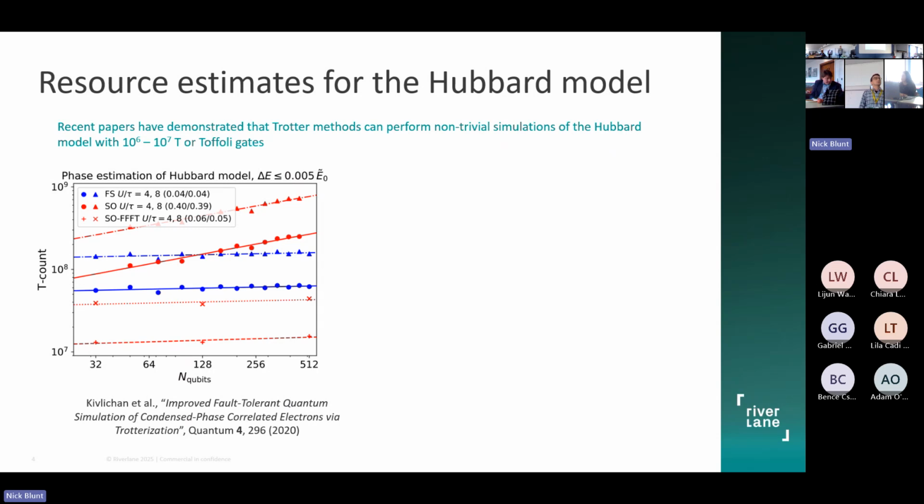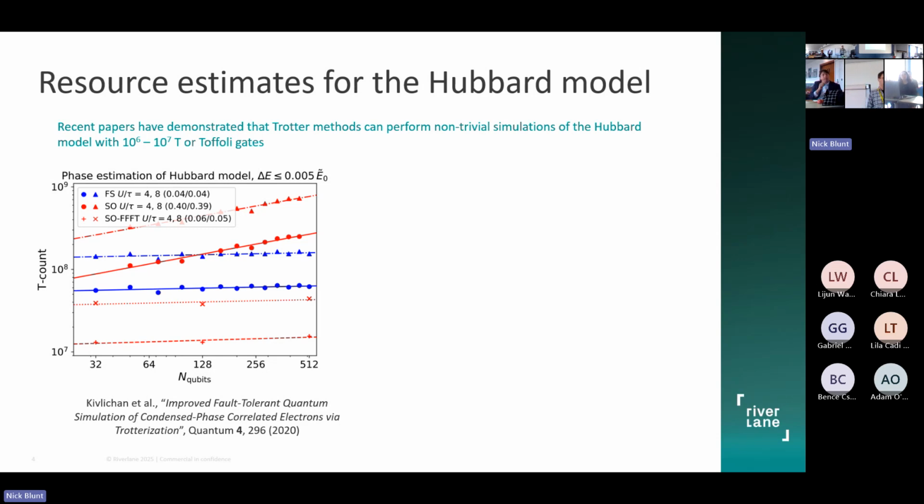Okay, so now to look at a couple of papers for the Hubbard model. There have been some recent papers that have shown that actually here you can do something interesting with 10 to the 6 or 10 to the 7 non-Clifford gates. So there are a couple of papers in particular that have been influential for us.